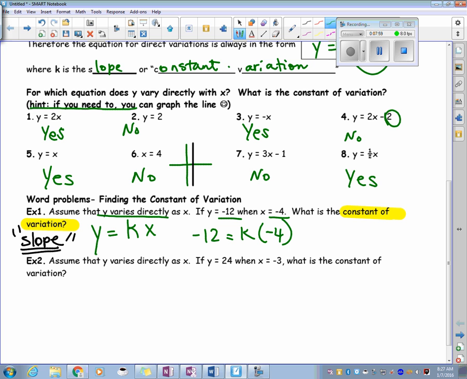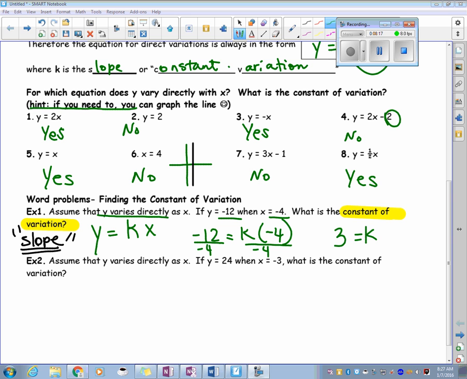So take a moment and find k. You should be able to solve that. K is +3 because a negative divided by a negative is a positive. So the constant of variation for the slope is 3.